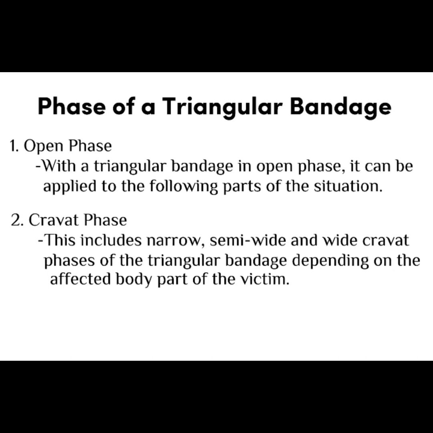2. Cravat phase. This includes narrow, semi-wide, and wide cravat phases of the triangular bandage, depending on the affected body part of the victim. A. Forehead, eye. B. Ear, cheek, jaw. C. Shoulder, hip. D. Arm, leg. E. Elbow bent. F. Elbow straight. G. Knee bent. H. Knee straight.